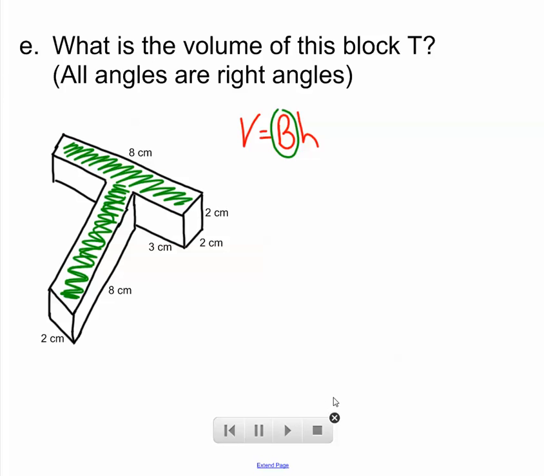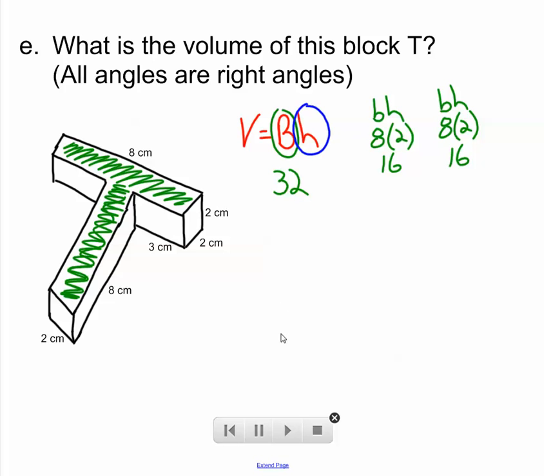So here we go. I'll work over here to the side. I'm going to do base times height. I'm going to do 8 times 2, and then over here, I'm going to do 8 times 2. So the area of the base is 32. The height of the prism is also 2. So the volume is 64 cubic centimeters.